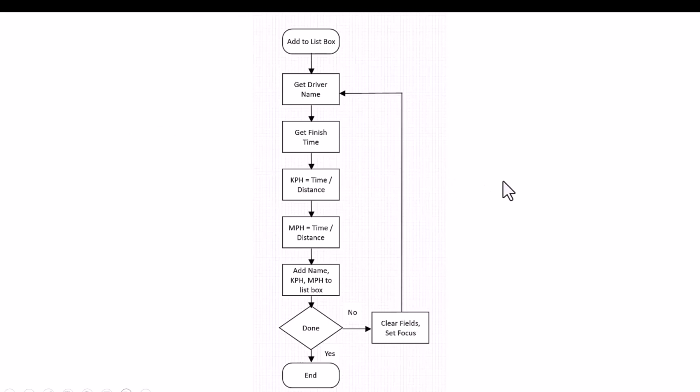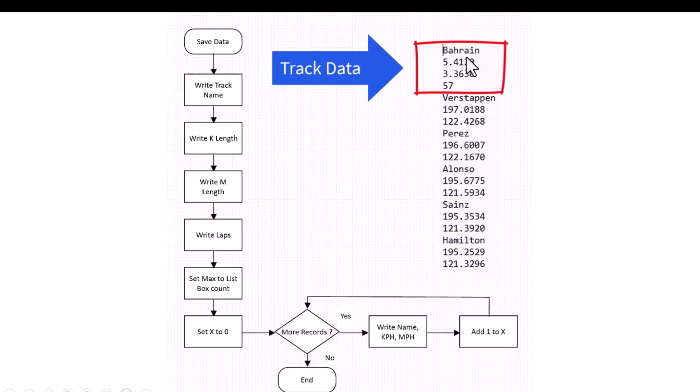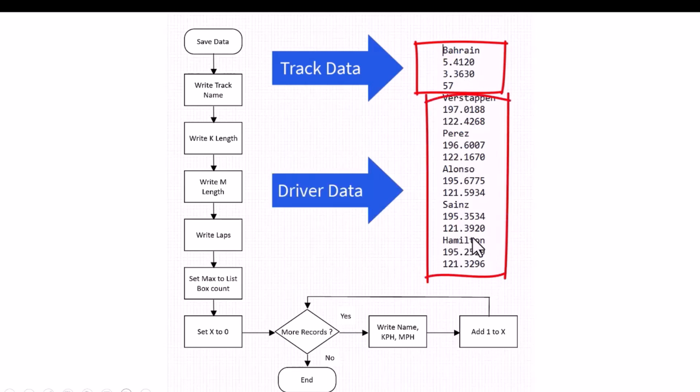So that's that thing right there. But the next one, I believe, is the write track name. So now to do this, we want to be able to write the track data and pop that in place. Write track name, the K length, the M length, write the number of laps, set the max list account, and set X to 0. And then this is all the track data. Then we want to actually see if there's any more records and go through the process of adding the driver data. Now, I took this and we're looking at this particular thing here. If we're looking at Bahrain and we've got the miles and the stuff here, and then added the data that we actually wanted to add here, we go through that process.